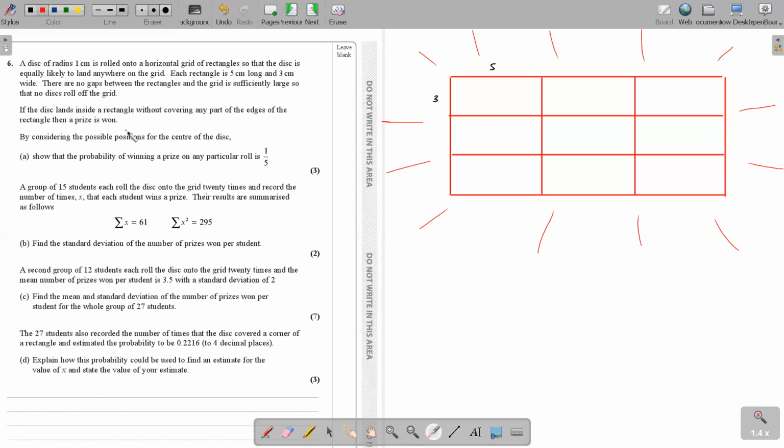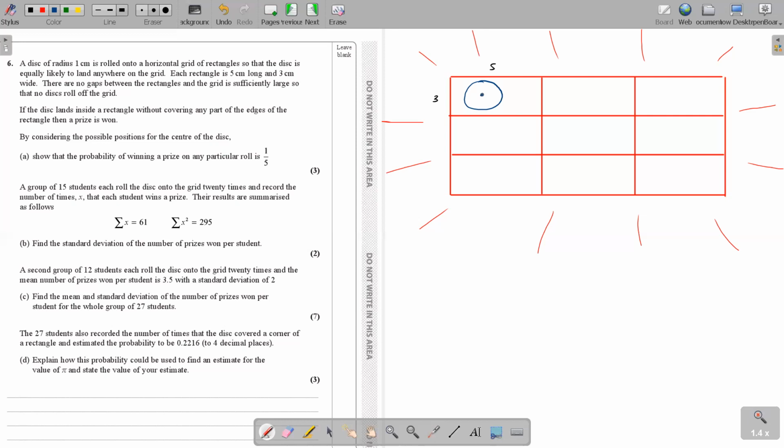So actually it's a game. You are given the chance with the disc. You have to put the disc onto this board, and if the disc comes exactly onto a rectangle without touching any border, you win a prize. Understood? By considering the possible positions for the center of the disc, they are asking you to think about the center of the disc. Don't think about the whole thing. Show that the probability of winning a prize on any particular roll is 1 over 5.